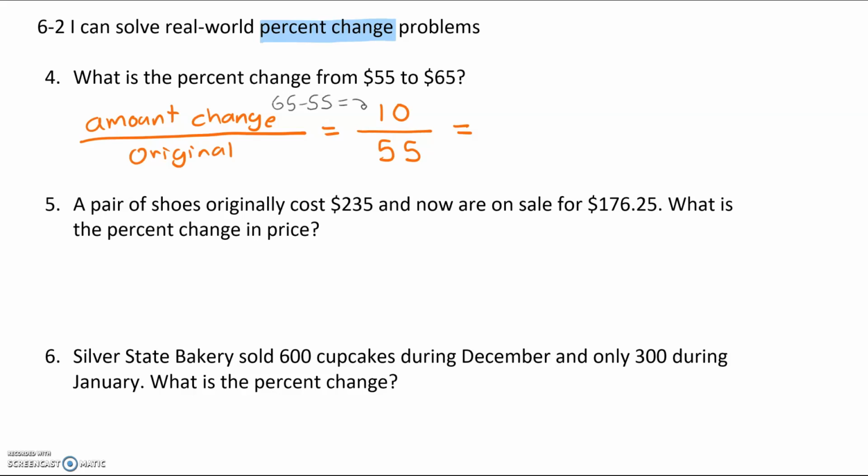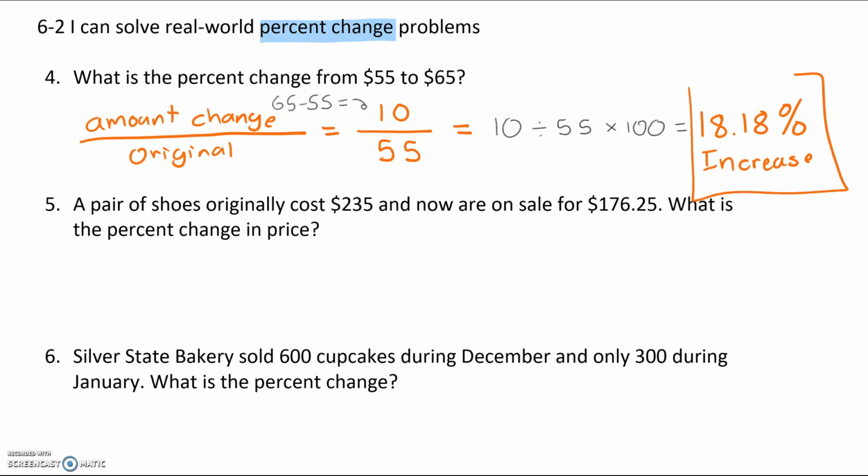So in our calculators, we're going to type 10 divided by 55 to change it into a decimal, and then we want to go all the way to a percent, so we're going to multiply times 100 to give us our percentage. So 10 divided by 55 times 100 gives me an answer of 18.18%. And we want to always say, is this an increase or a decrease? So from 55 up to 65 would be an increase. So our money increased by 18.18%.